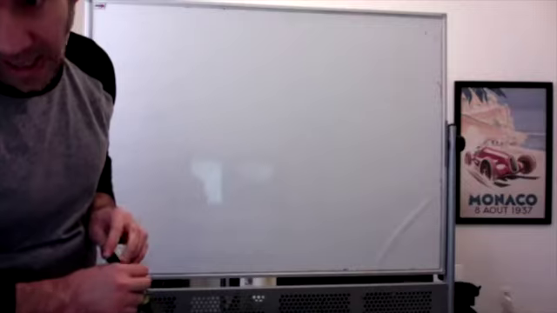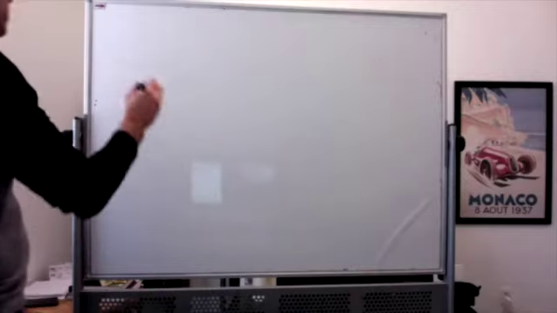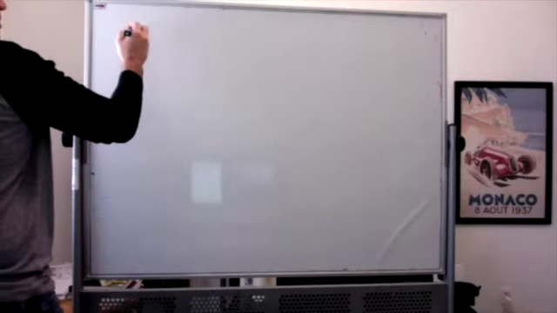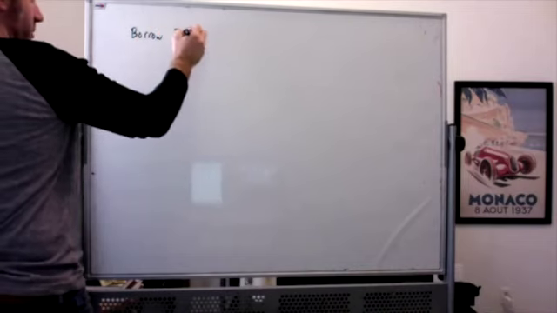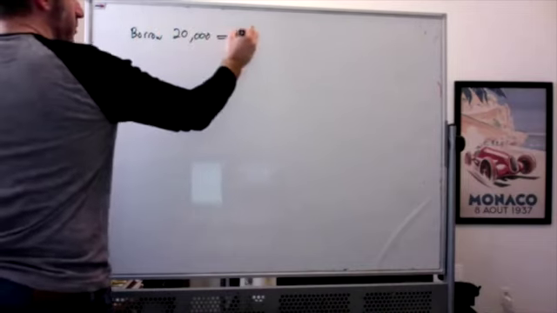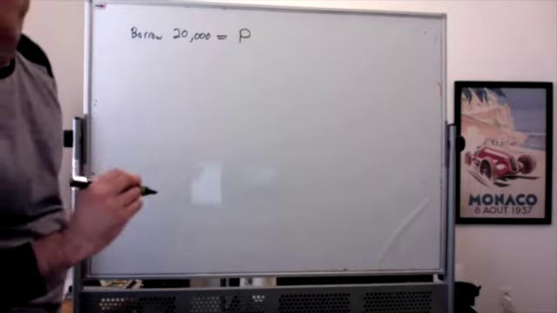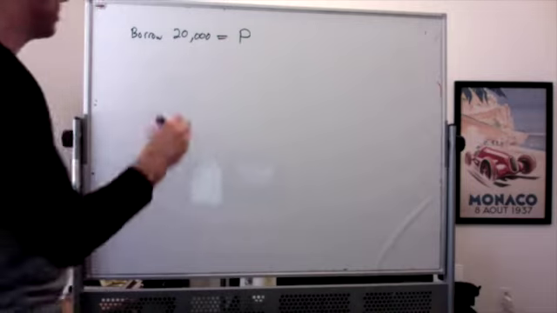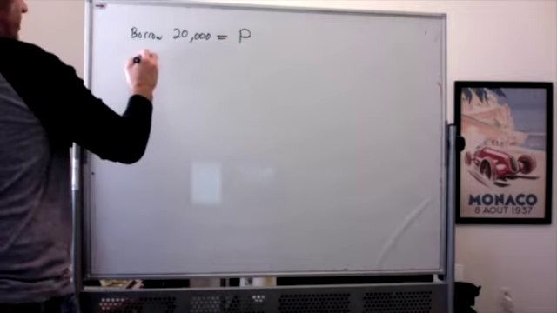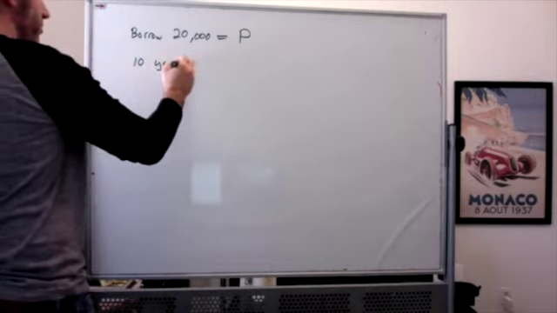All right, let's look at this last question. Suppose someone borrows $20,000. So if we borrow $20,000, that's our principal. And we wait 10 years, so 10 years pass without making a payment.